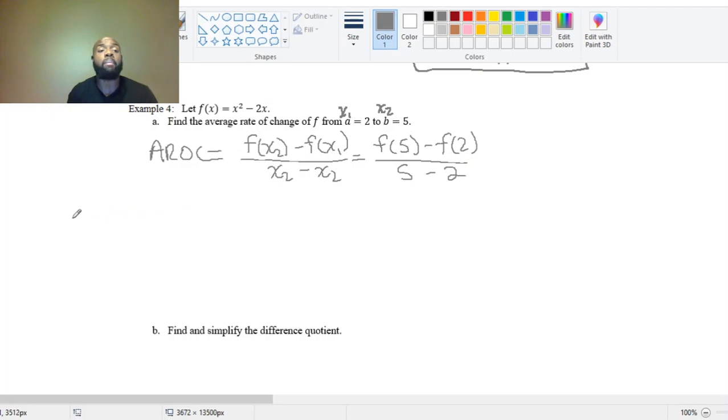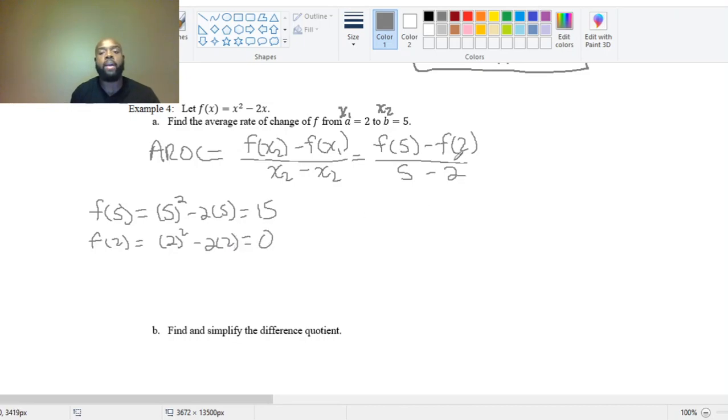Basically, I'm going to come off to the side and do some scratch work. I'm going to put 5 in for x. I get 5 squared minus 2 times 5, which is 15, because that's 25 minus 10. And then f of 2 would be 2 squared minus 2 times 2, which is 0. And so my average rate of change will be 15 minus 0 over 3, which we get as 5. It says find and simplify the difference quotient.